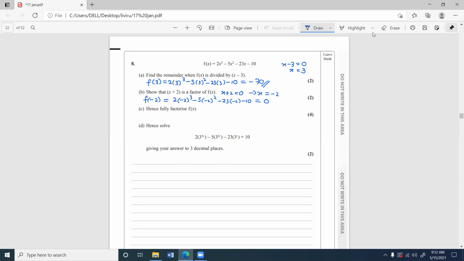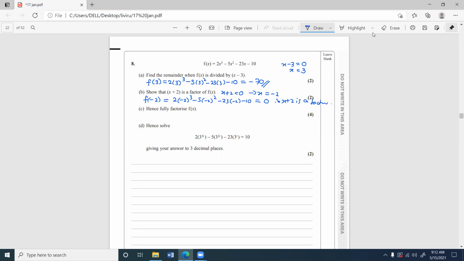Then you can say there is no remainder. There is no remainder because when you substitute this minus 2, you get the remainder as 0, which means it's a factor. Therefore, x plus 2 is a factor. That's a way of getting this answer from the factor theorem.